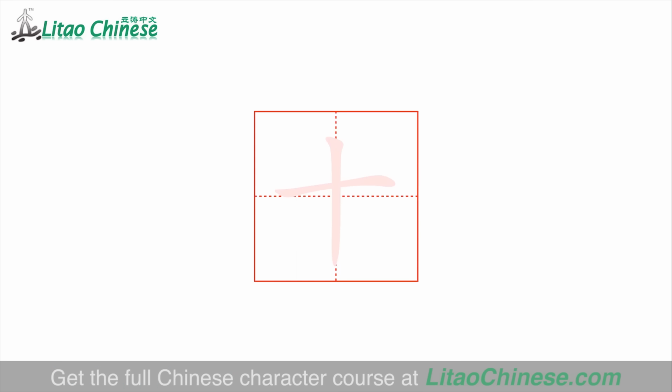Here is the correct stroke order of 十. The horizontal stroke 横 should go before the vertical stroke 竖. One more time. Write 横 first, then 竖. It's 十, number 10.